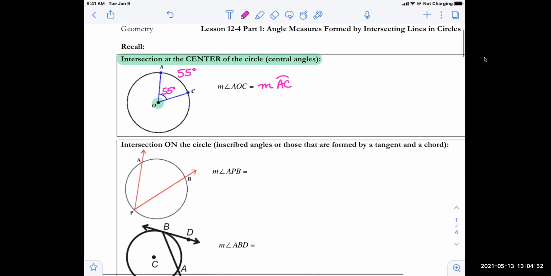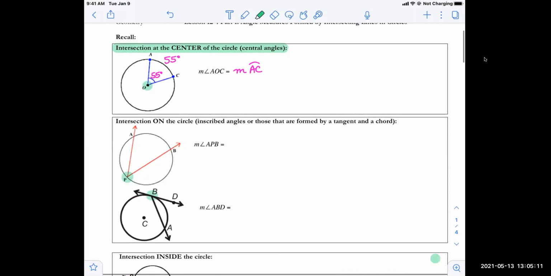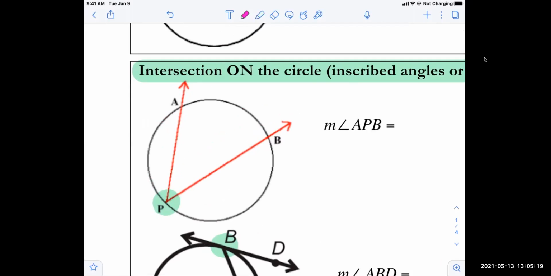Okay, second one, where is the intersection of the two things? So it could be two chords, it could be two secants, it could be a secant and a tangent, but whatever they are, where is the intersection of the two things? Or in other words, where is the vertex of the circle? So if the vertex is on the circle, that means that, what kind of angle is this?